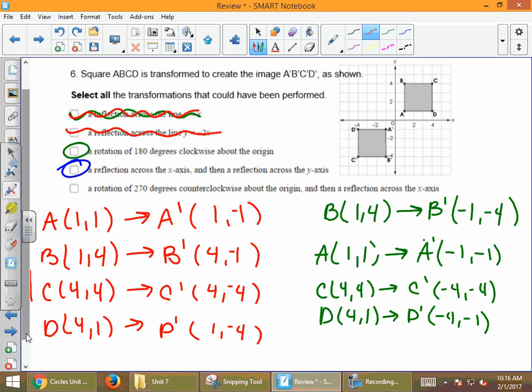Then go ahead and plot them. It's okay if this one doesn't match up, because we have a second one to see if it works or not. So plot those points. 1, negative 1. 4, negative 1.